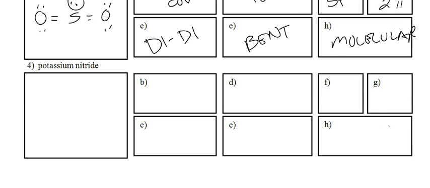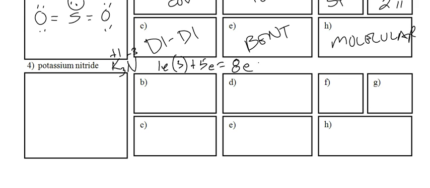Number 4, potassium nitride. Be sure that you're looking at your periodic table when doing these because every once in a while you'll get one of these thrown in. Potassium is a metal. And again, I'm going to write out the structure here first so that we can have the correct number of electrons. So potassium is a metal, and it has a +1 charge. Nitride is a nitrogen, which has a -3 charge. So that means we need 3 potassiums and 1 nitrogen, which means that we have 1 electron times 3 plus the 5. So we'll have a total of 8 electrons in this structure.